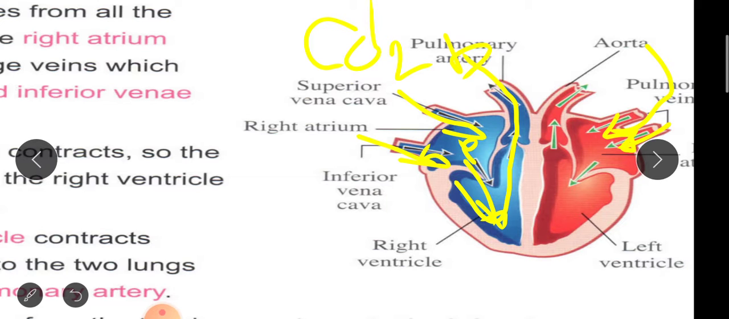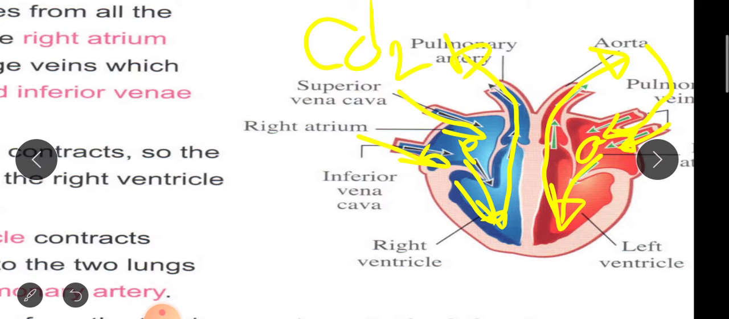And from the pulmonary vein, it will give it to the left atrium. And from the left atrium to the left ventricle. And then the left ventricle will push the blood to the aorta.